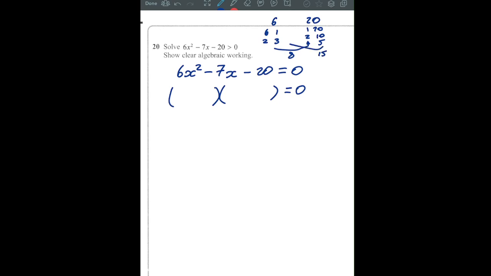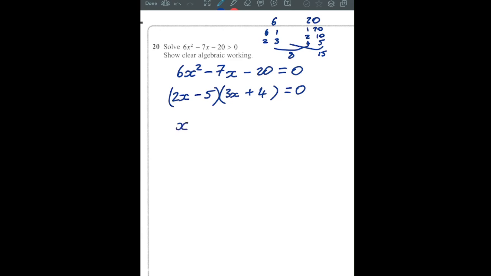I am using a very magical method here. If you prefer just using split the middle, use split the middle. So this is telling me I'm using 2x and 3x. The 2x has to go with the 4. The 3x has to hit the 5. So they go in opposite brackets. I want negative 7, so I want negative 15, positive 8. Again, I would suggest that you use the quadratic formula.